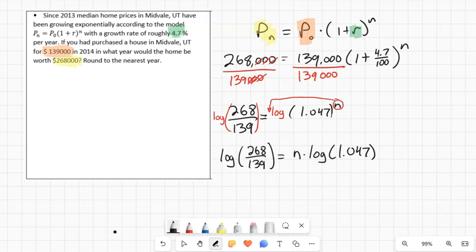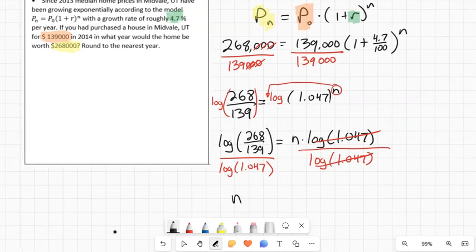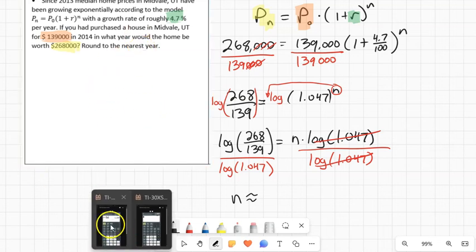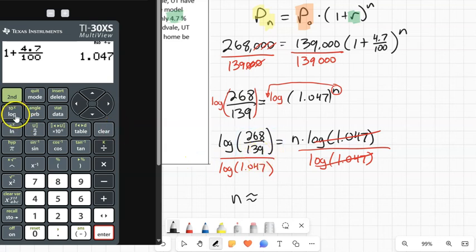Now n is just a factor, so we can solve for n by dividing by the log of 1.047 on both sides. And we've solved for n. I'm going to go with approximate because they've asked us to round to the nearest year, so we will do some rounding. The log button, we have a fraction inside. I'm going to use the fraction button just so that you can see exactly what I'm putting in.